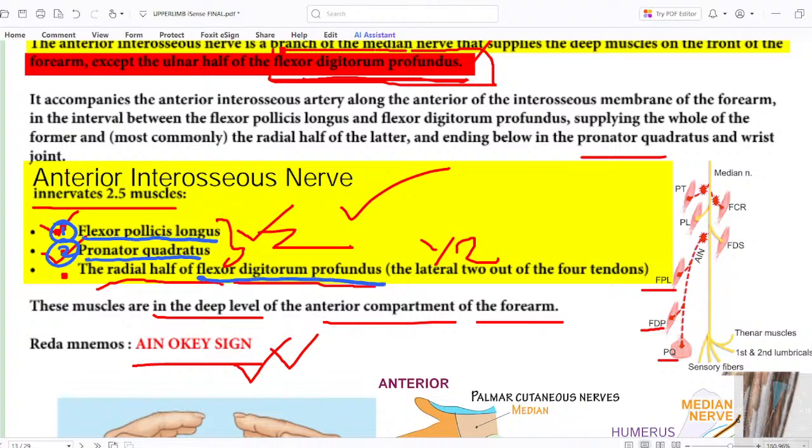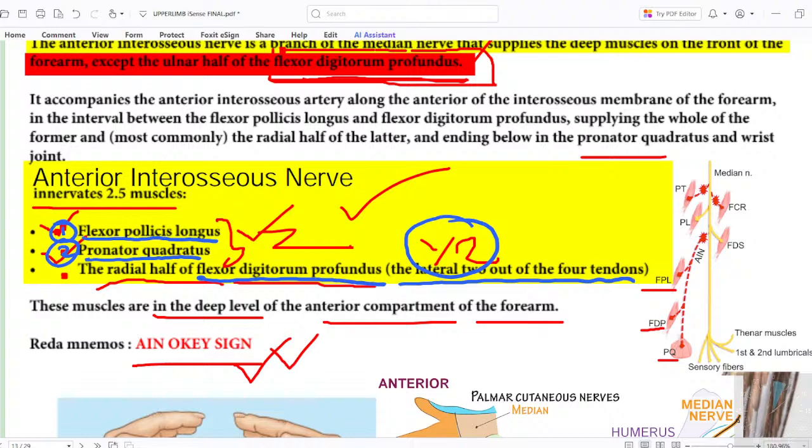But flexor digitorum profundus tendons are actually four in number, going to the second, third, fourth, and fifth fingers, except the thumb. So the lateral two are given by the median nerve. The lateral two out of the four tendons are supplied by the AIN. That is why it is considered as half.